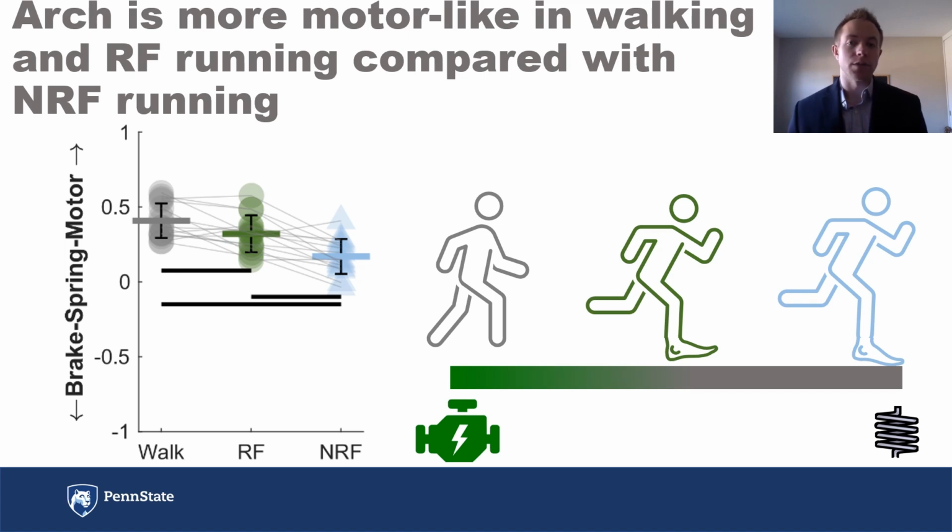So in the graph on the left here, the y-axis represents the brake spring motor index. Each different color represents a different gait condition. Each symbol represents a given participant, and each participant across conditions is connected with a light gray line. The black horizontal bars represent statistically significant differences between conditions using paired t-tests.